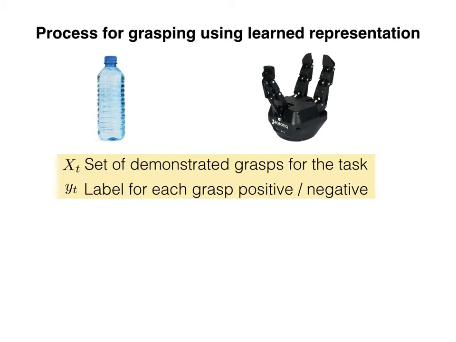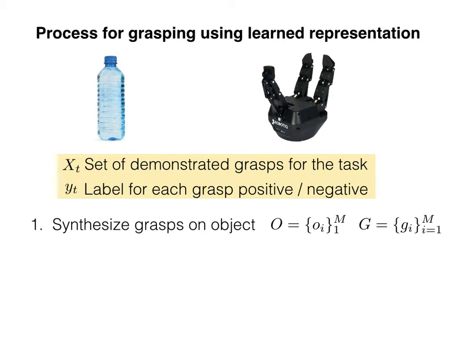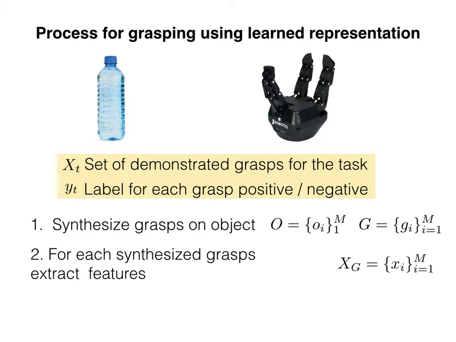What we would start to do is synthesize grasps on the object. So for a set of positions on the object, O_i, we would generate a gripper configuration, G_i, and for each of these synthesized grasps we would extract features, which we call X_i, which would give us the set X_G here.